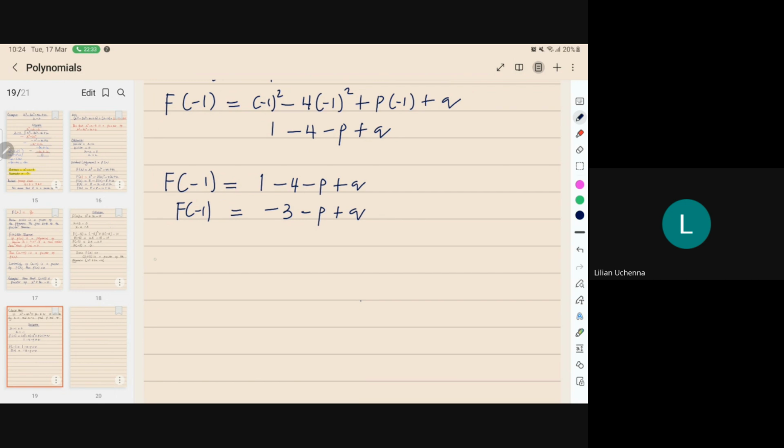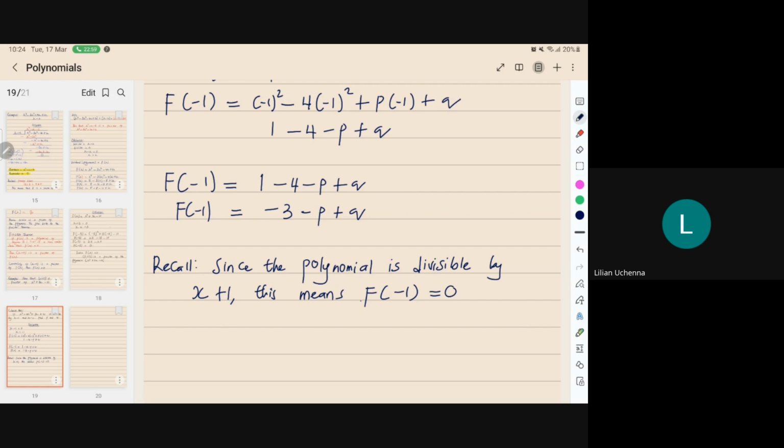You're just solving. Recall, since the polynomial is divisible by x plus 1, this means that f of minus 1 is equal to 0. That means the remainder is equal to 0. So this means that 0 is equal to minus 3 minus p plus q.